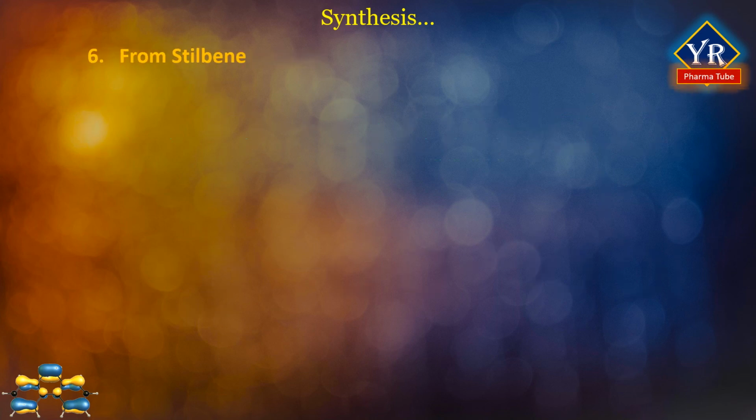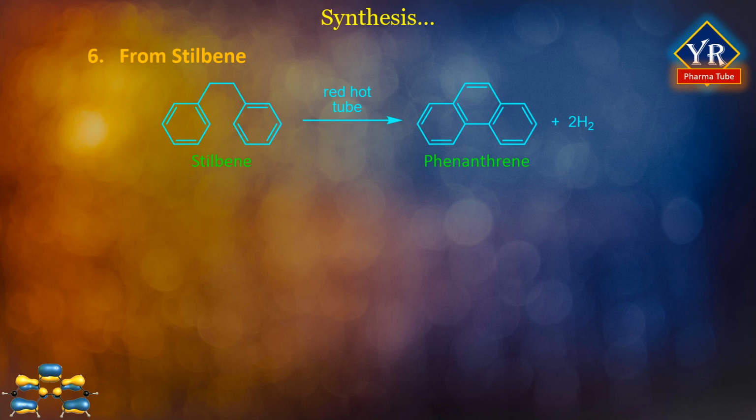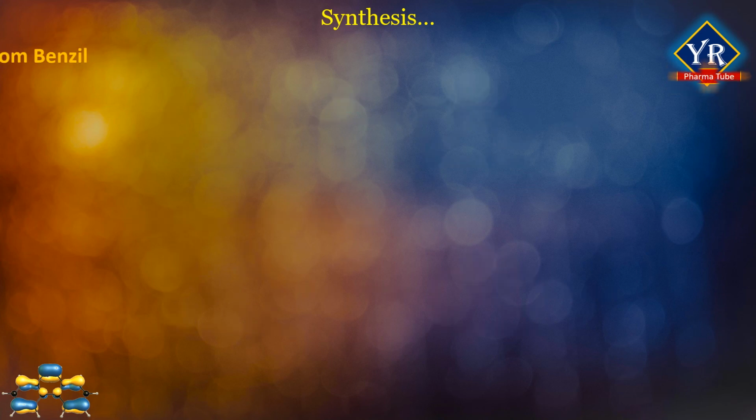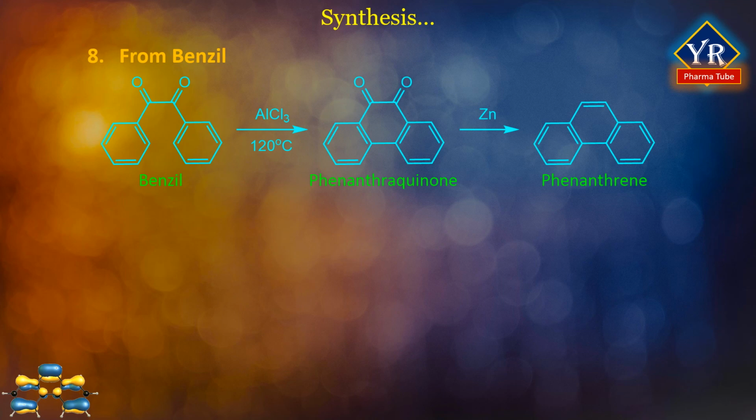From stilbene. When stilbene is passed through a red-hot tube, phenanthrene is formed, but the yields are poor in this method of preparation. From 2,2-dimethyl diphenyl. Phenanthrene is obtained by the cyclodehydrogenation of 2,2-dimethyl diphenyl on reaction with sulfur. From benzil. By treating benzil with aluminum chloride at 120 degrees centigrade forms phenanthraquinone. This, upon heating with zinc dust, produces phenanthrene.